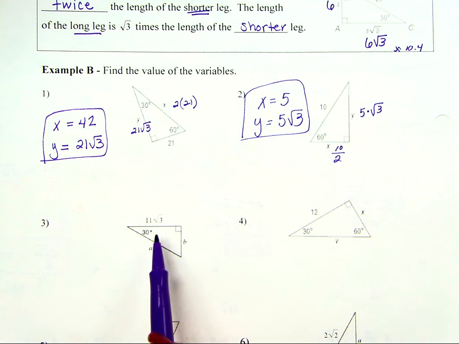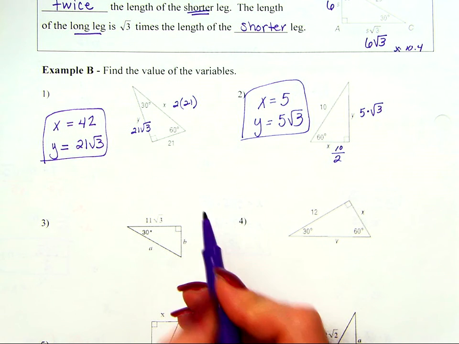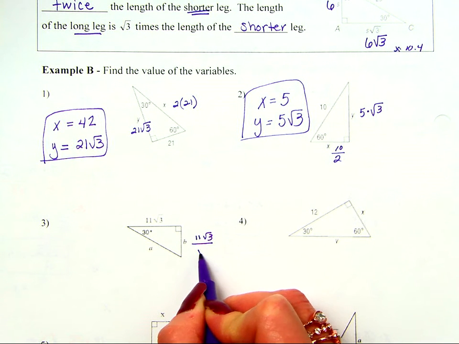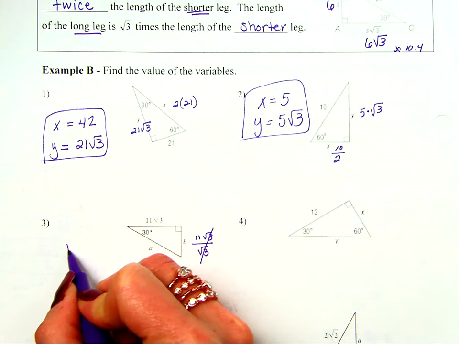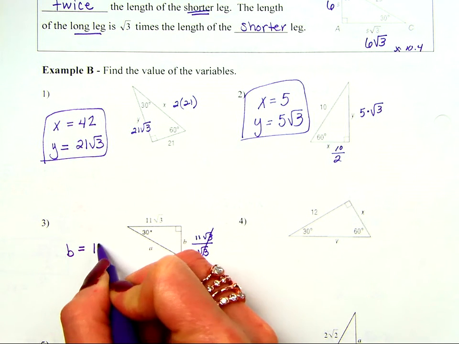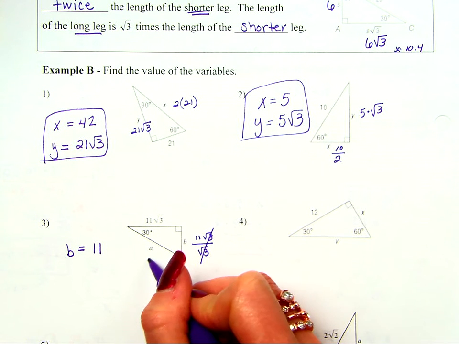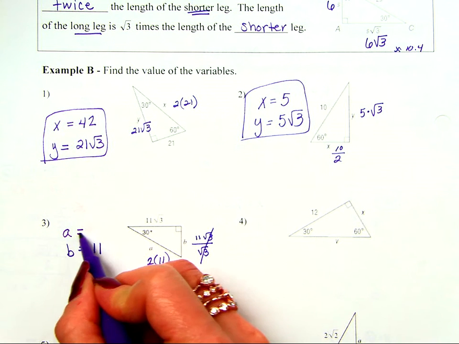As you look at your given information, you have to decide what leg they gave you. Here they gave me the long leg of 11 root 3. So if my long leg is 11 root 3, I'm going to work backwards here. To get my short leg, we'd simply divide 11 root 3 by root 3, and we would find that the short leg is going to be 11. I'm going to find my short leg first. Then I'm going to take that and find my long leg, which would be A, and we're going to double that.